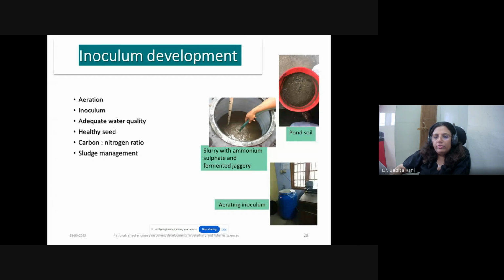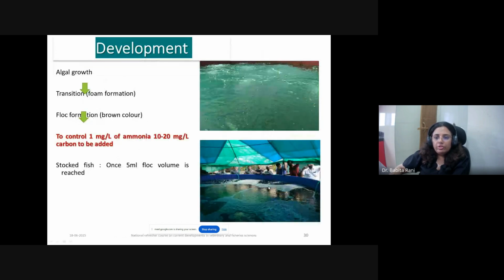So we'll inoculate it in 200 liters of water, and it will have 10 grams of ammonium sulfate and 100 grams of carbon, jaggery. We'll just ferment it with a pinch of yeast and then add it. So once the inoculum is ready, what to do? We'll add it to our big tank.